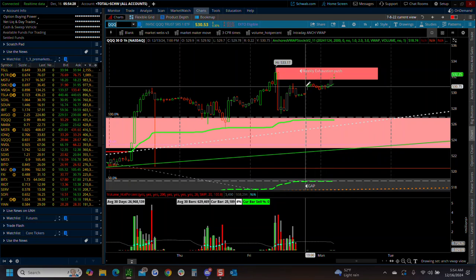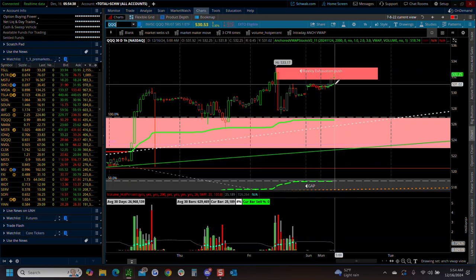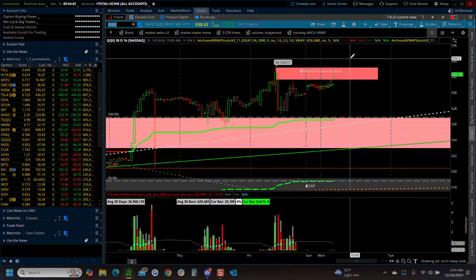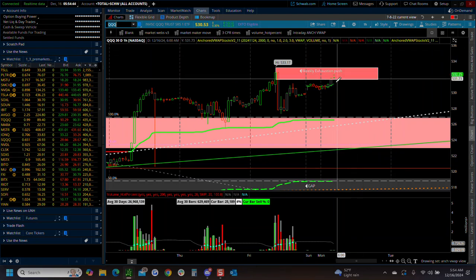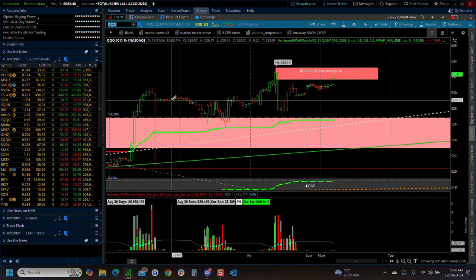But this here is our current anchor VWAP for the current week. Heads up on that. So, anything above the 531, you should be looking net long in this market. Above 531, looking net long in this market.